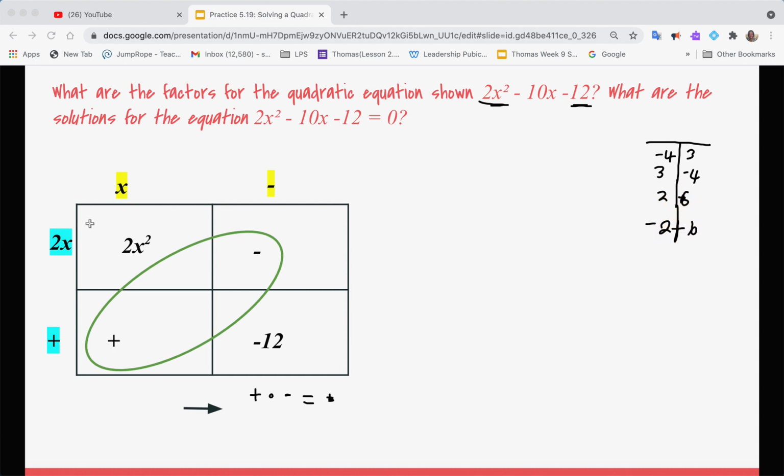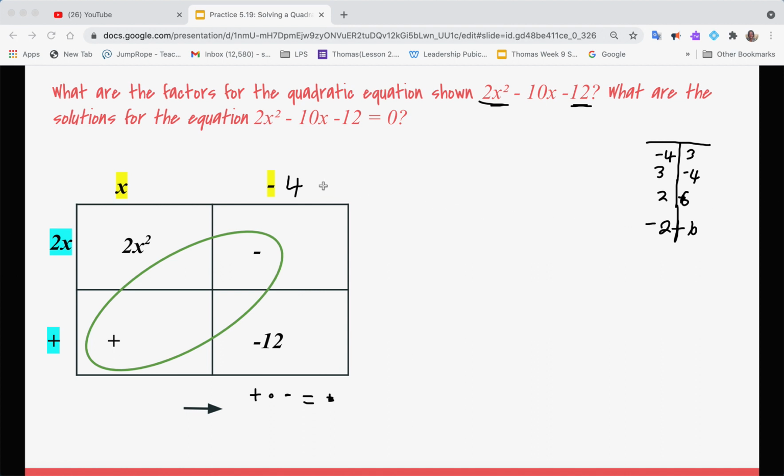Now, we're going to have to test this out. So I'm going to test one that is not correct and then move to the correct one. So if I do a negative 4 here, 2 times negative 4 is negative 8x, and a positive 3 times x would give me 3x here, which when I combine these is going to give me a negative 5x. I don't want a negative 5x, I want a negative 10x. All right, so that pair of factors does not work, which means let's try another pair.